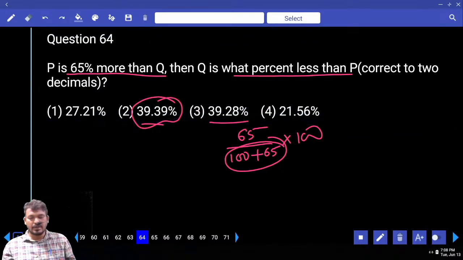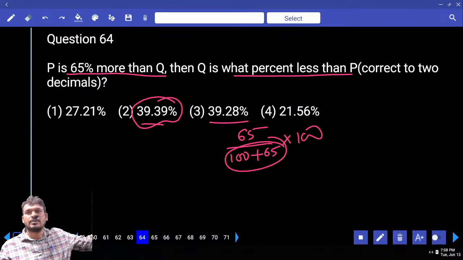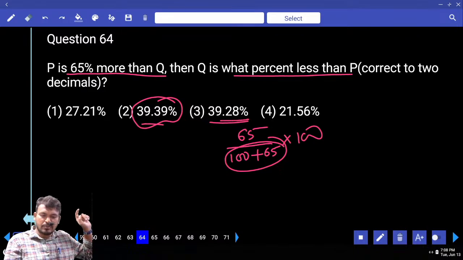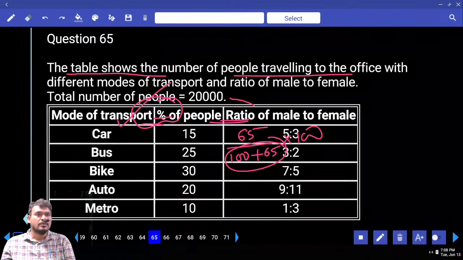39.39%. Repeated value or not? 65, is it a 13 multiple or not? Means the value must be repeated or not? 28 possible, or 39.28 possible, or 39.39 possible? 39.39. 65.